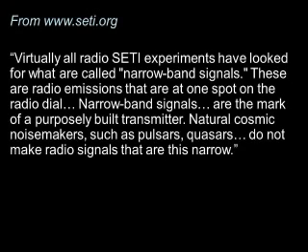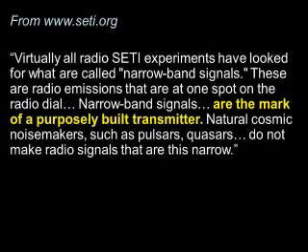Their position is, if you could find something like that, that is a mark of a purposely built transmitter. Because natural cosmic noisemakers, such as pulsars and quasars, do not make radio signals that are narrow and that contain information. So if they could find, ladies and gentlemen, a narrowband radio signal from somewhere in space that contained information, in their mind, that would be powerful evidence there's intelligence out there. Because that's the sign of an intelligent designer.